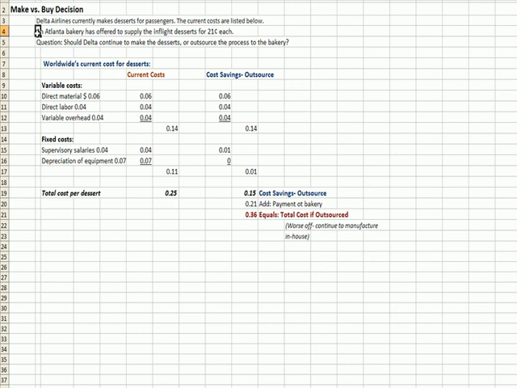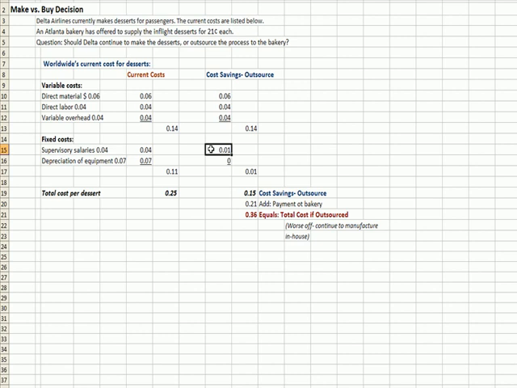So this column talks about the cost savings from the outsourcing. So our variable costs of 14 cents will go away. Our supervisor's salary will not go away completely. We'll still have 1 cent there because we have a supervisor who will work somewhere else in our organization who's under contract. So that cost will not go away.